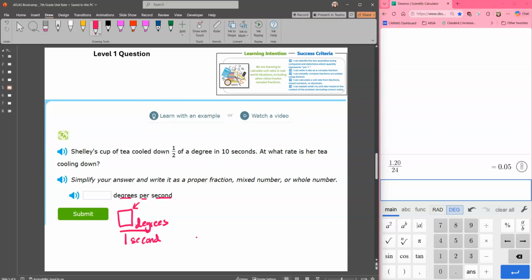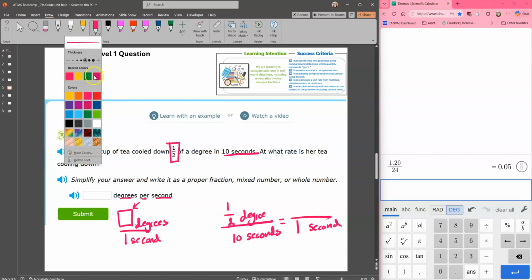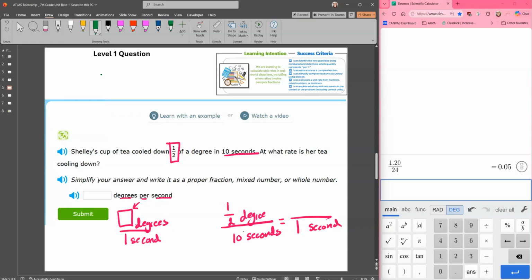So something per 1 second. Well, we know that Shelly's cup of tea cooled down 1/2 of a degree in 10 seconds. So 1/2 of a degree per 10 seconds. And I know that I need the bottom to be just 1 second. What can I do to the number 10? What kind of math can I do to the number 10 to convert it to a 1? Well, anything divided by itself is a 1. So if I divide the bottom by 10, 10 divided by 10 is 1.